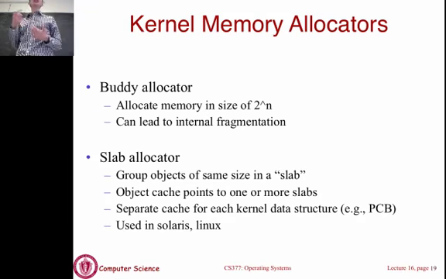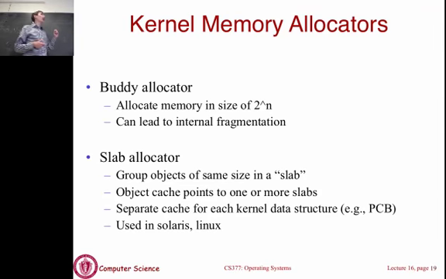So the kernel basically needs to have more direct access to memory, because we actually rely on the kernel to keep all of our memory management algorithms running. So the kernel doesn't use things like paging.